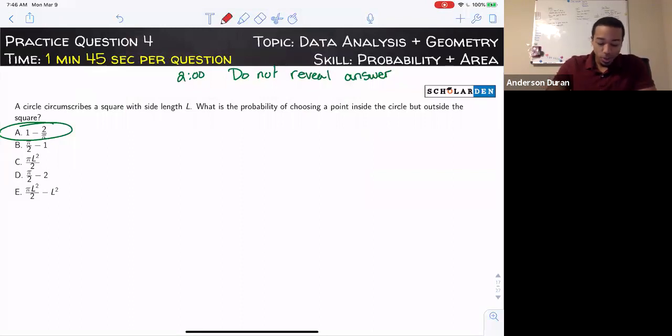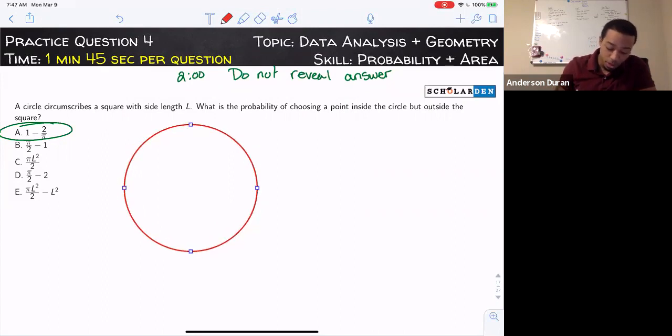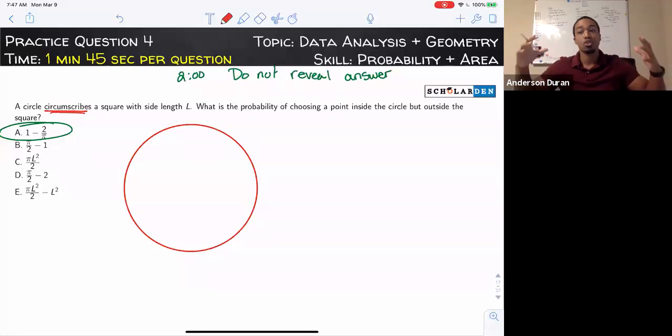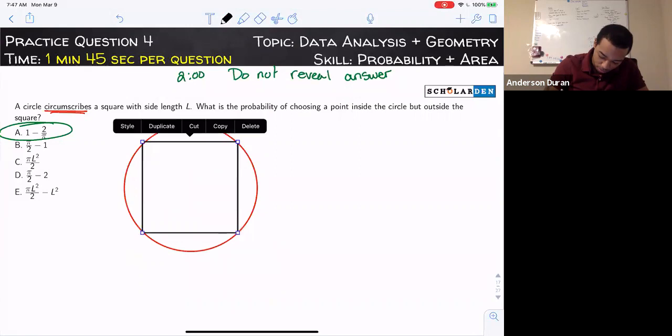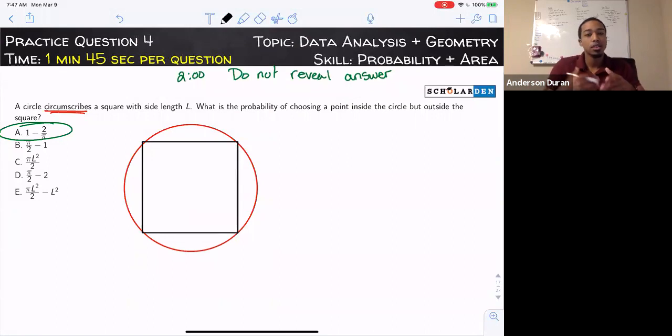So here we are. A circle circumscribes a square with side length L. Remember, think about everything you can imagine. If I'm talking about a circle, and this circle circumscribes a square. The word circumscribe means that whatever's following, so if the circle circumscribes the square, it means that the circle has a square inside of it. So we can go ahead now and draw or imagine a square inside. So there we are. We have a square inside of a circle.